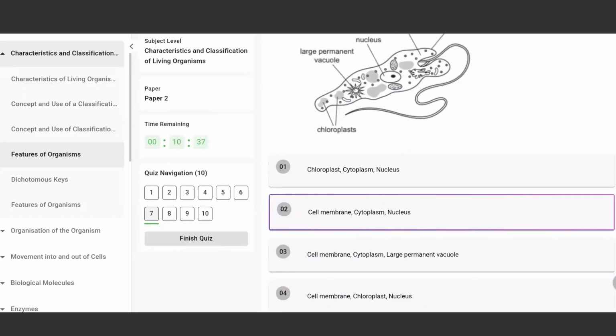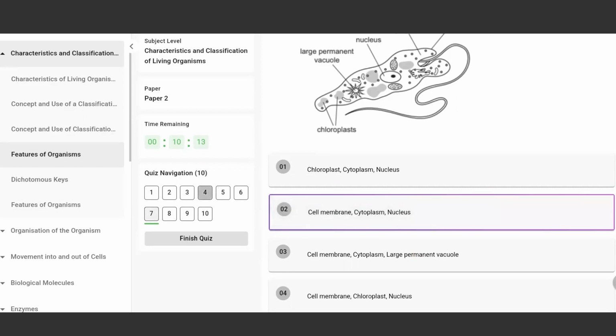The first answer is talking about chloroplasts, and we know for a fact that chloroplasts are absent in animal cells. Let's jump on to the third answer. The third answer has to do with a large permanent vacuole, which is also absent in an animal cell. And the fourth answer, once again, has chloroplast, which we know is absent in animal cells. So our answer is definitely answer number 2.